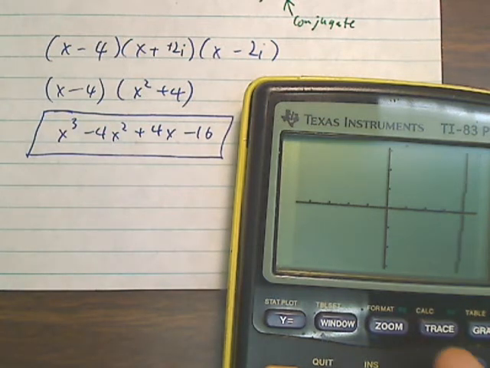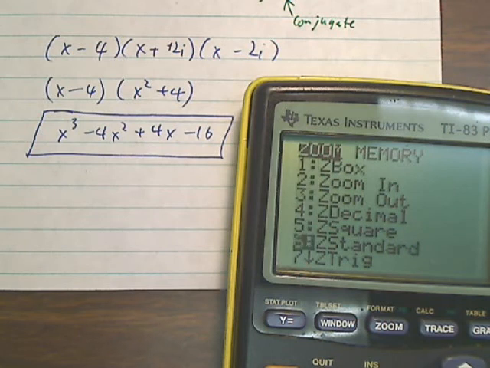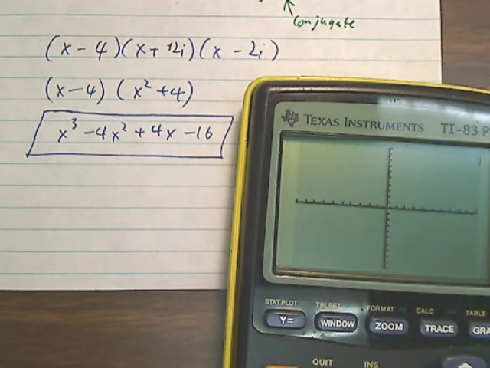I see one solution at 4. Maybe I could zoom standard just to be sure there's no funky business going on anywhere else. Oh, that's beautiful. I love it. Okay, so that is our solution. This is a polynomial with rational coefficients with those roots.